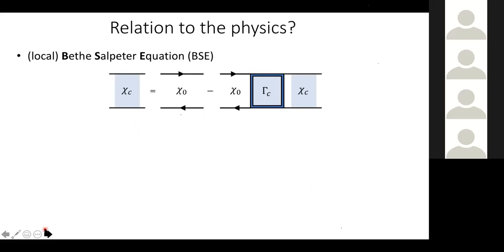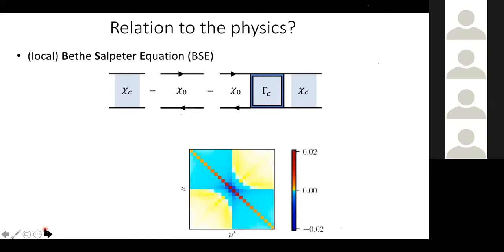And therefore, the generalized susceptibility chi charge or chi spin will be our quantity of interest. And it looks like this. If you look in Matsubara frequency space, you have two fermionic frequencies, and you have a structure in frequency space, which we code in this typical color coding: red represents positive values and blue negative values.